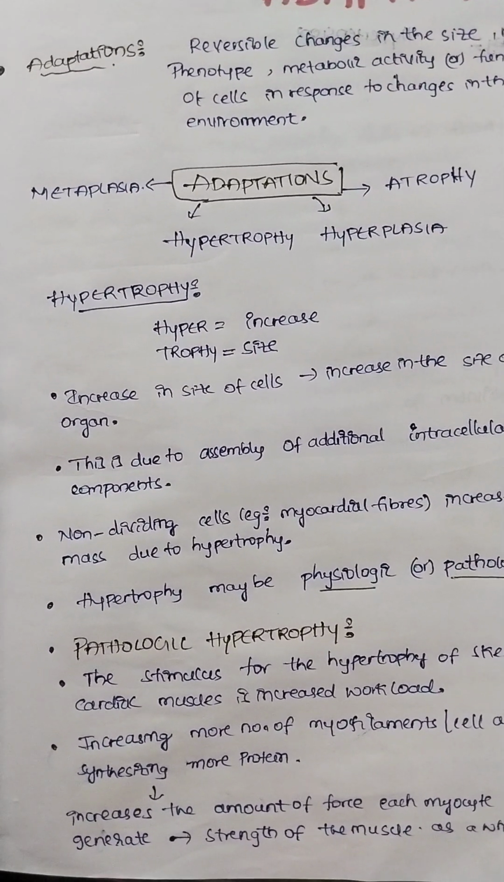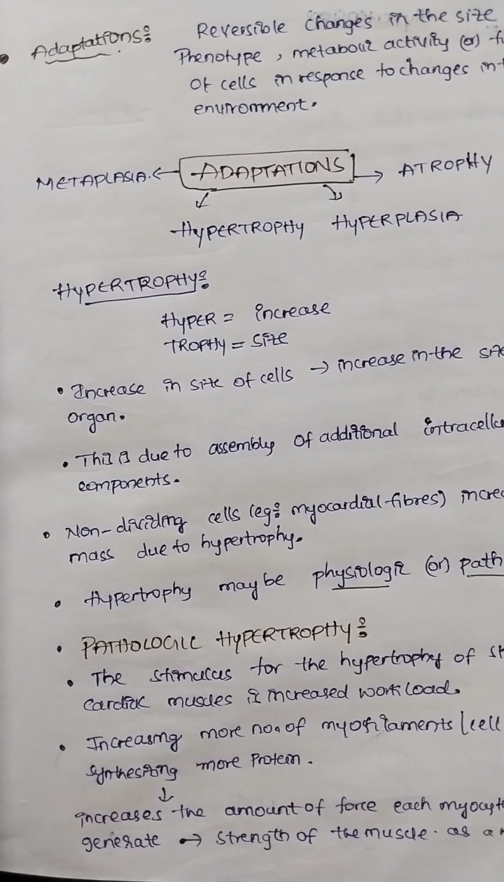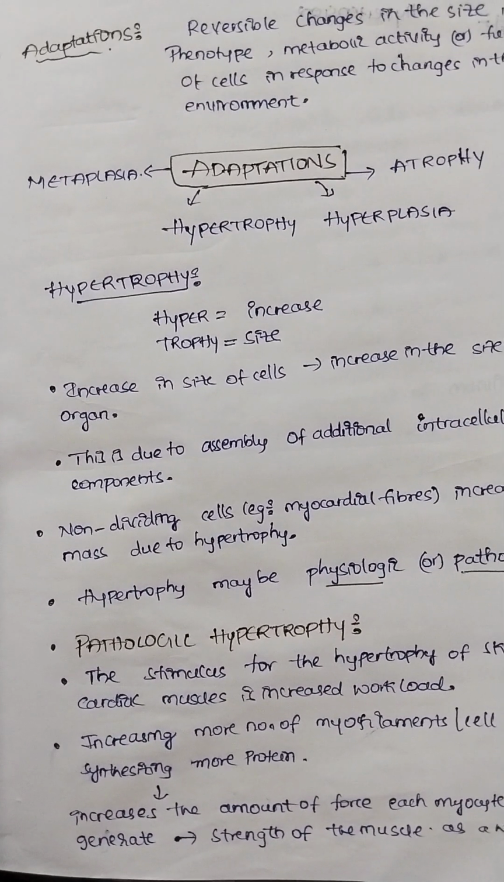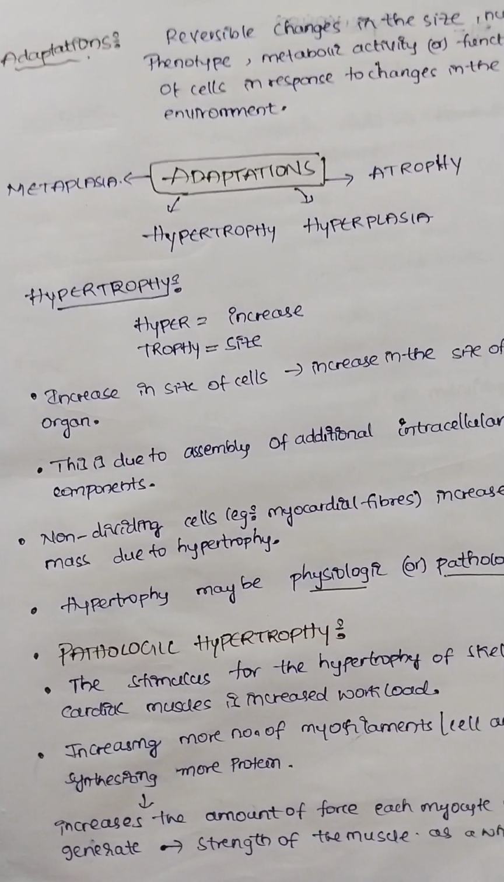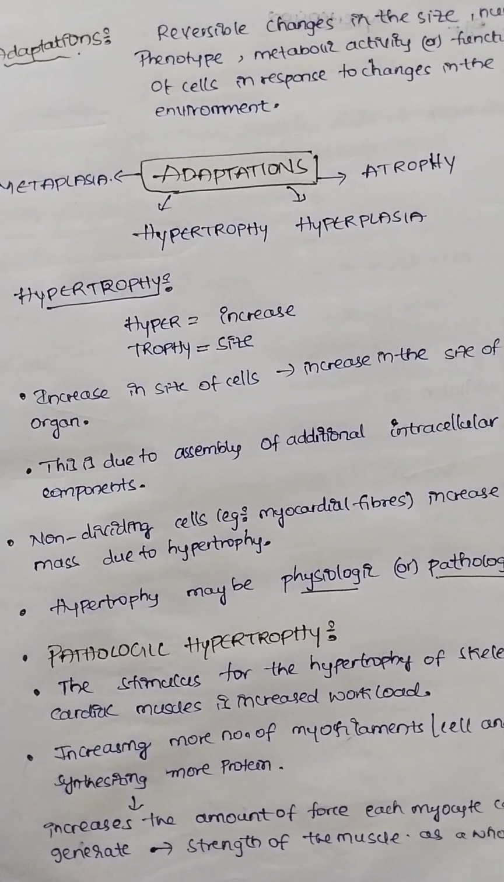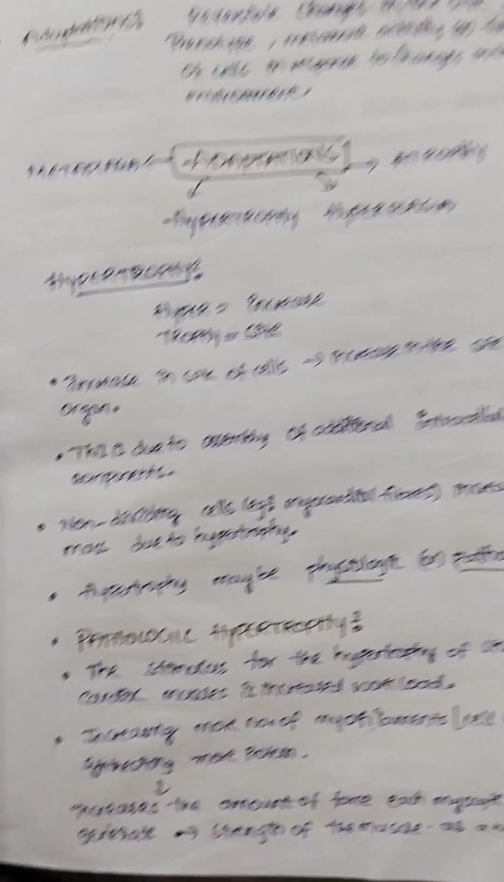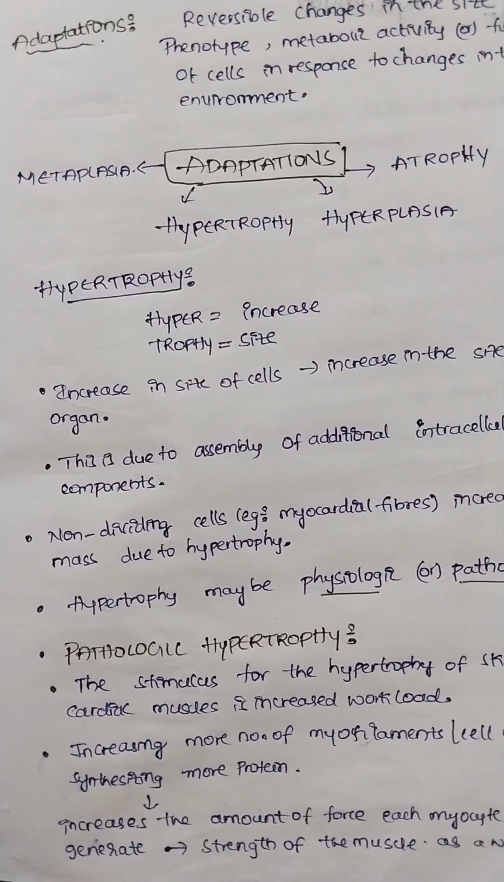Okay. Hypertrophy. What is hypertrophy? Hyper means increase, trophy means size. Increase in the cell size is known as hypertrophy. What is hyperplasia? Increase in the cell number is known as hyperplasia. What is atrophy? Decrease in the cell size is known as atrophy. What is metaplasia? Change in one epithelium to another is known as metaplasia.